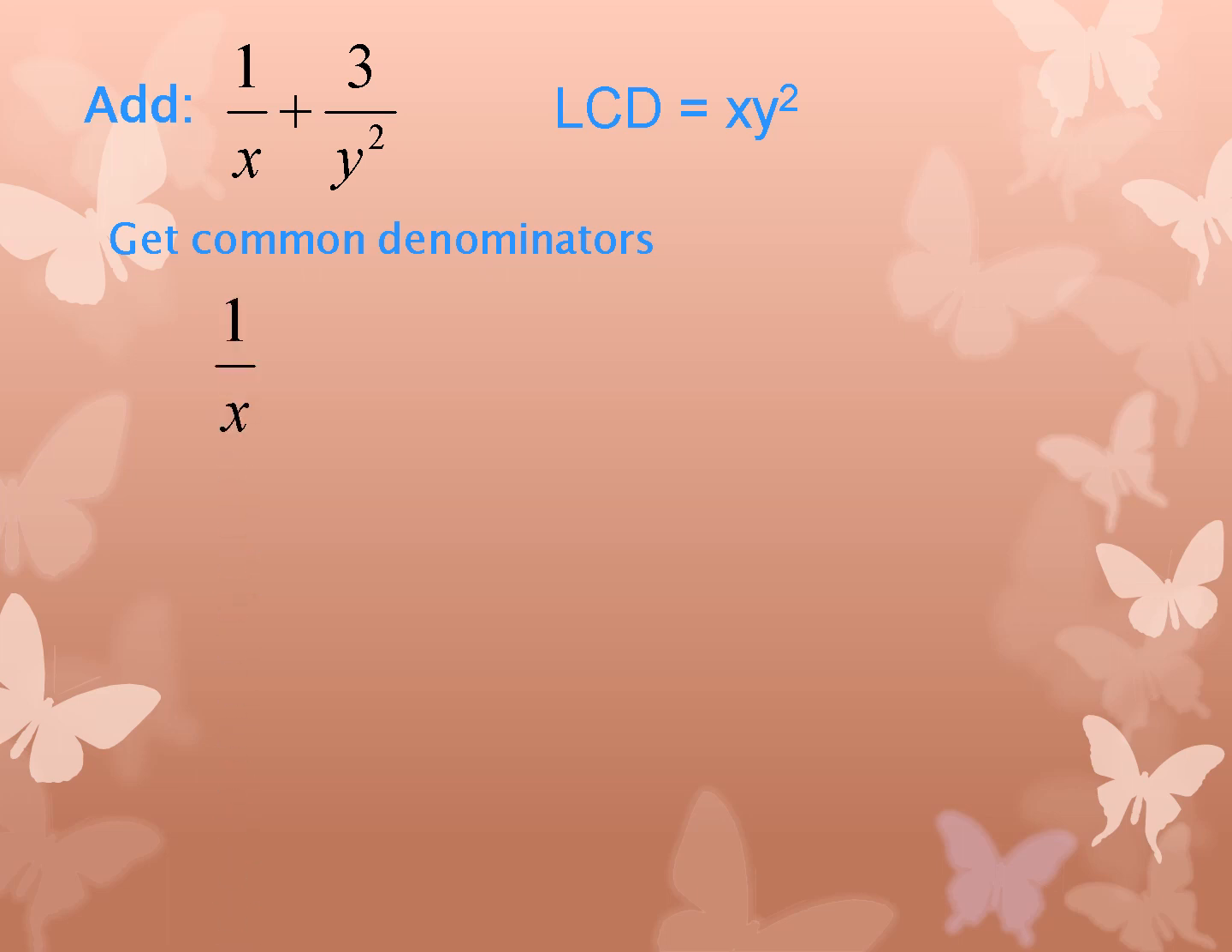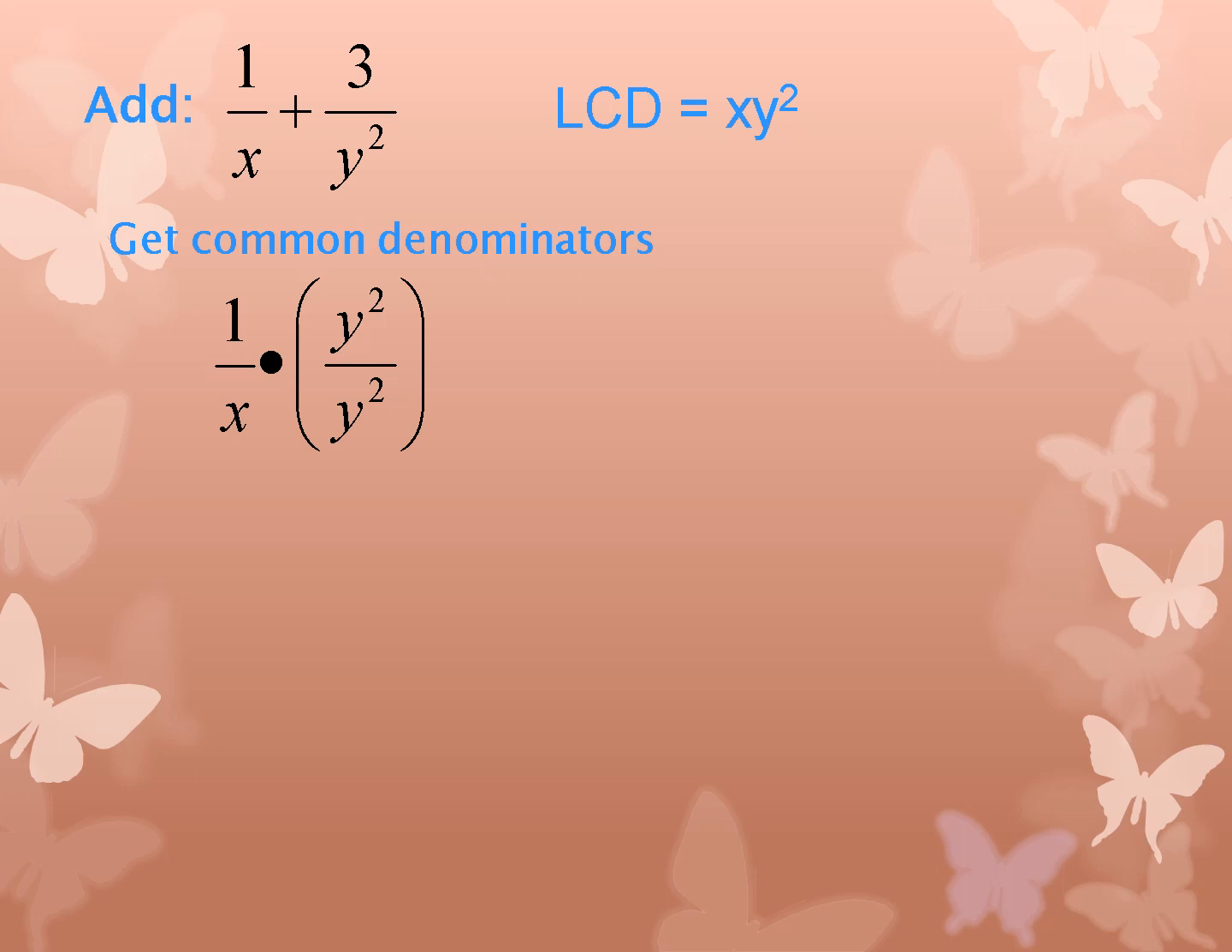So when I look at x, 1 over x, my least common denominator is xy squared. What I'm missing from that is the y squared component. Well, I can't just multiply the bottom by y squared because that would change the value of the fraction. So the only way we can do that is if we multiply the bottom, we have to multiply the top as well. So we're going to multiply top and bottom by y squared over y squared.